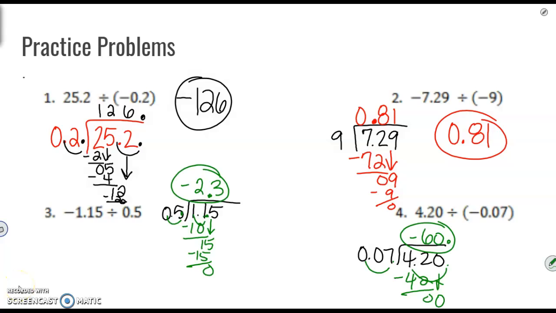On number 3, I see that my signs are different, so my quotient should be a negative. When I divided, I got -2 3/10. And for number 4, I got -60. Compare my solutions to yours.